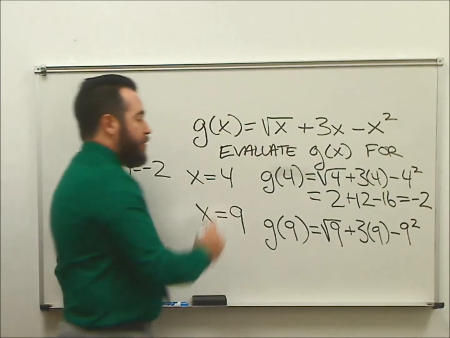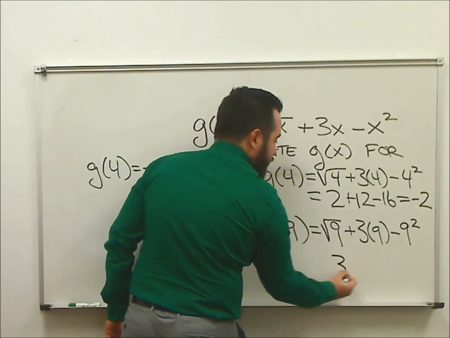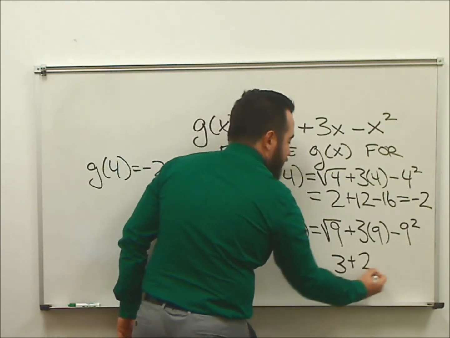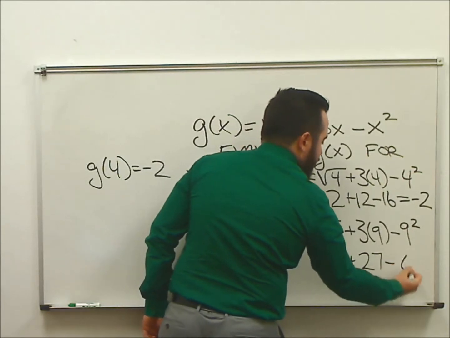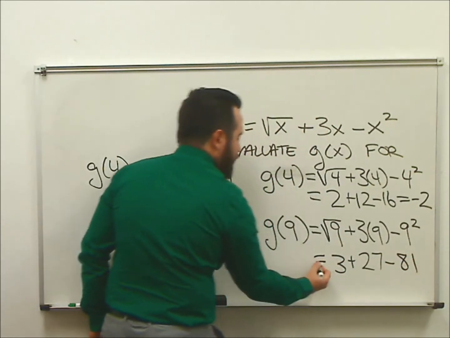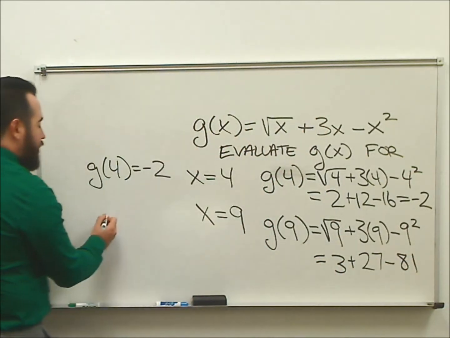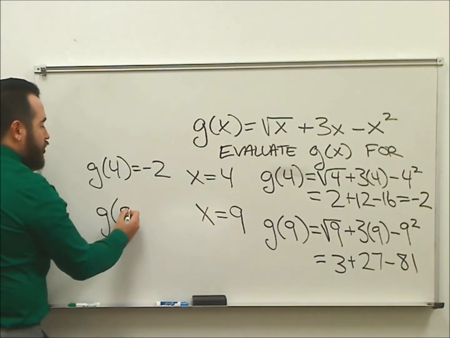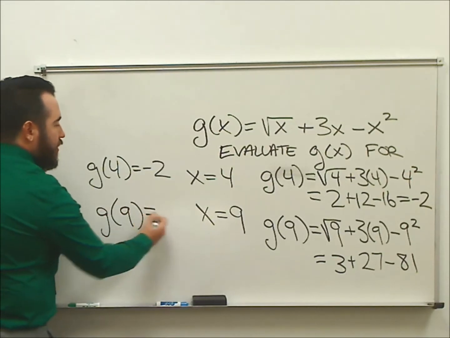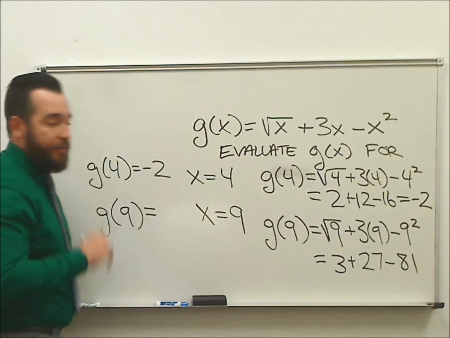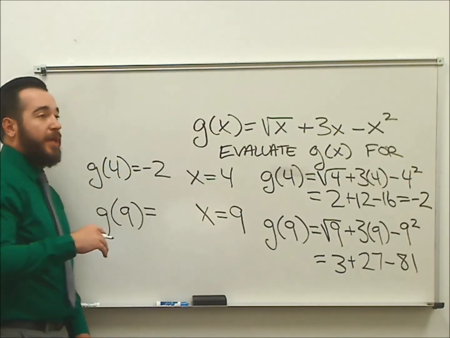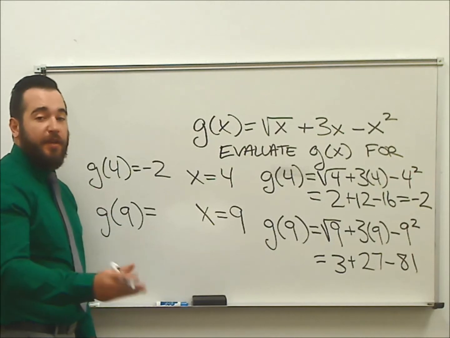Okay, the square root of 9 is 3. 3 times 9 is 27. 9 squared is 81. So that means that g of 9 is equal to 3 plus 27 is 30. And then minus 81 gives us negative 51.